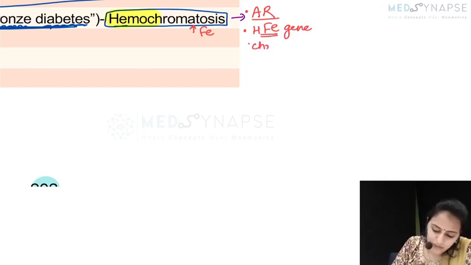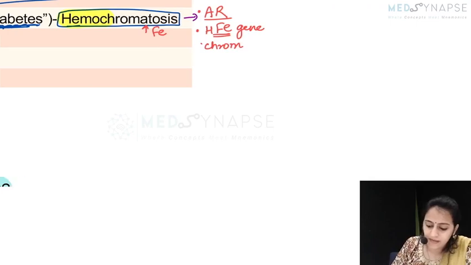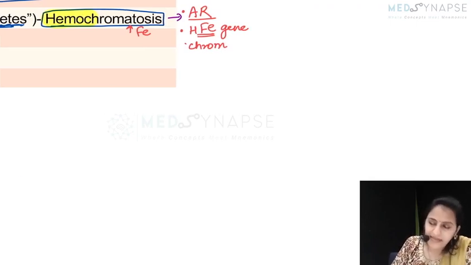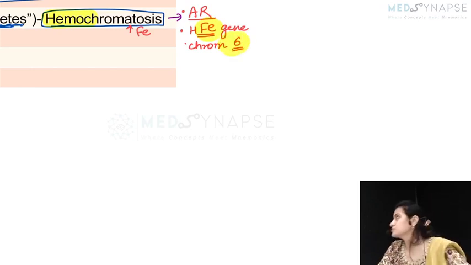On what chromosome you have this HFE gene? Remember, Iron Man. Iron Man is having the 6 packs. It is chromosome 6. So Iron Man with the 6 packs. It is chromosome 6.